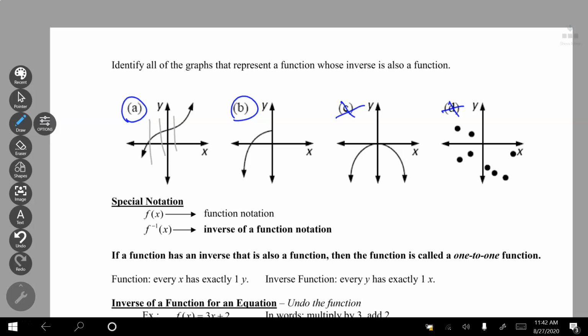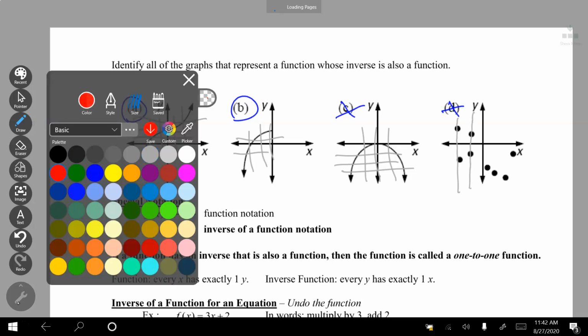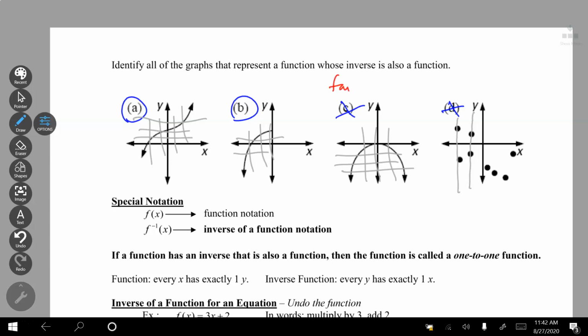Definitely passes the vertical line test, and it passes the horizontal line test. Passes the vertical line test and the horizontal line test. Passes the vertical test, it does not pass the horizontal line test. And this one, the best I can draw, oh, it doesn't even pass the vertical line test. So this fails the horizontal line test, and this one fails the vertical line test.